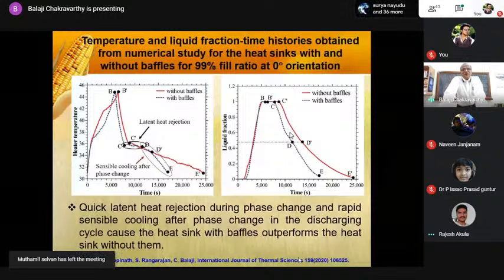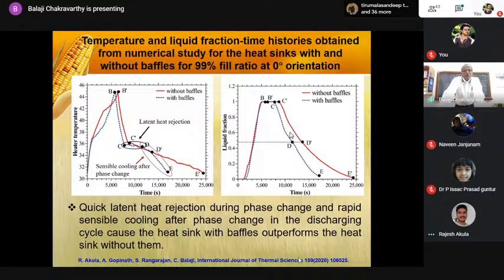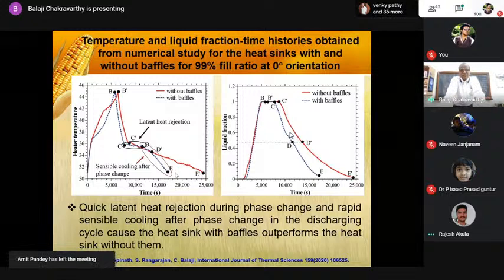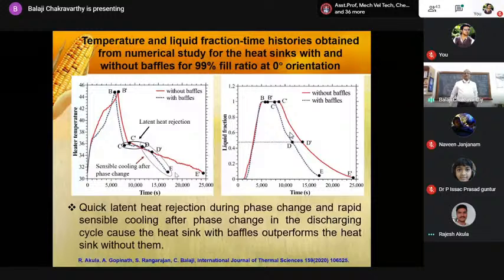Now we are trying to explain what is happening. The latent heat rejection takes place between C and D, and then the subsequent cooling. Look at the view graph on the left hand side. D dash to E is where the sensible cooling is taking place. You can see that the sensible cooling is sharp. The temperature gradient is sharp. Quick latent heat rejection during phase change and rapid sensible cooling are responsible for this improved performance.